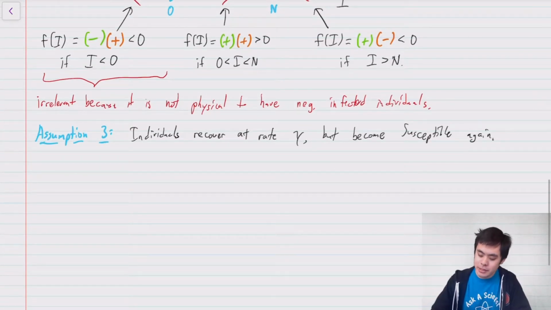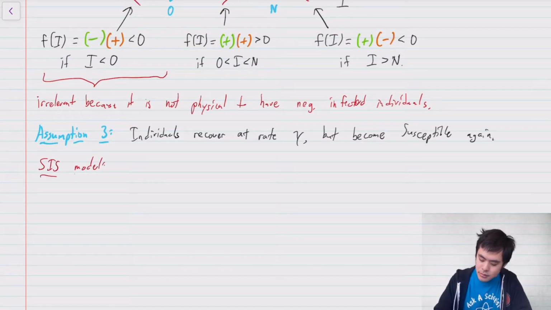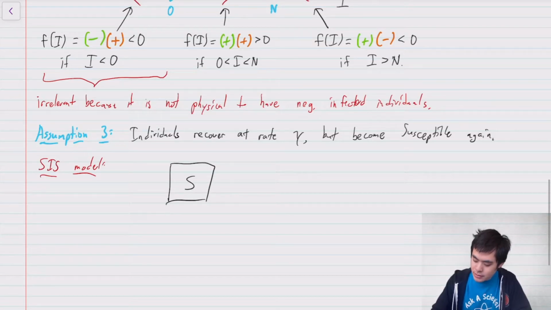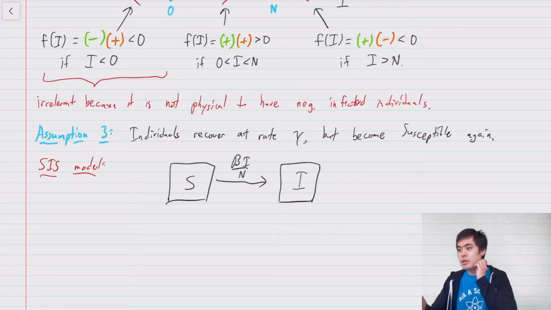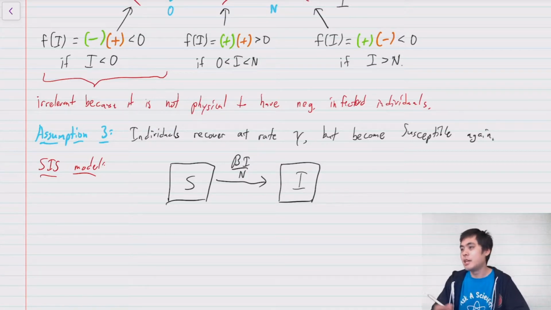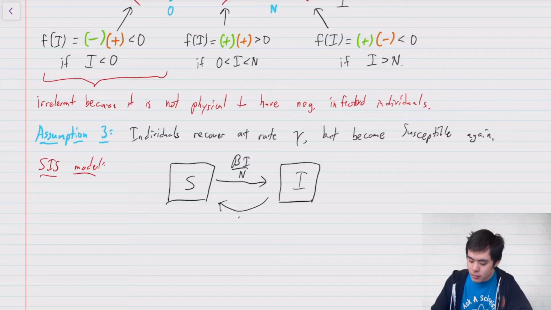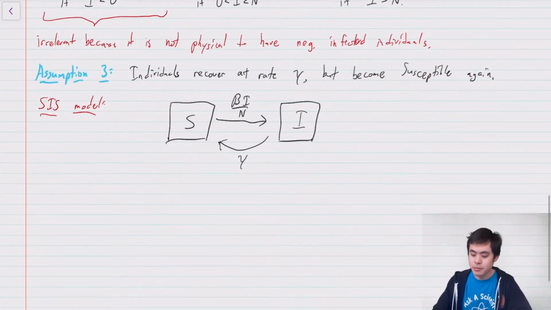So this is known as the SIS model. And again, we have our two compartments, S and I. And this rate here is still beta I over n, because for every susceptible individual, they have a beta I over n chance of becoming infected. And we have another arrow, gamma, going back now.